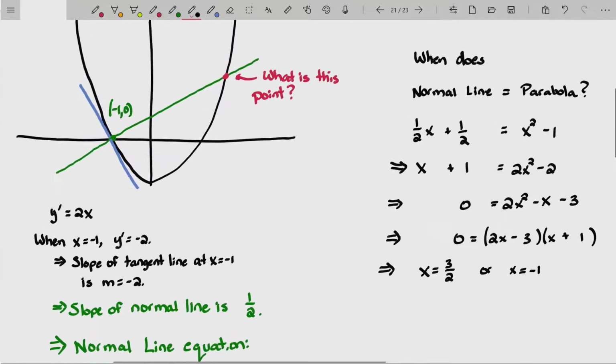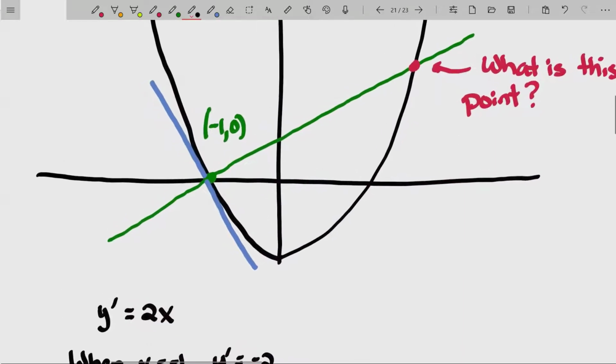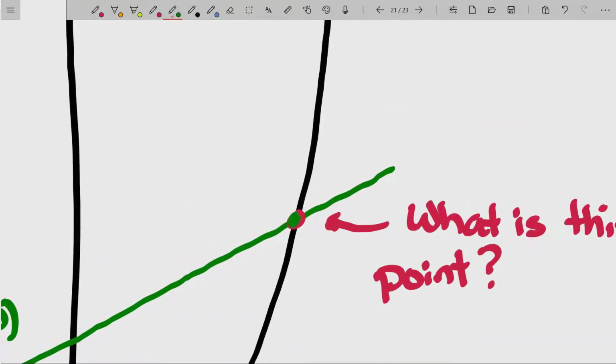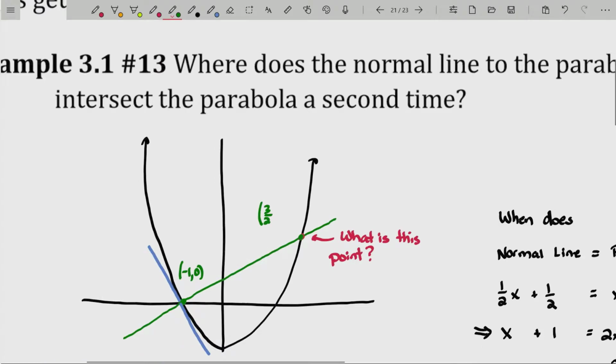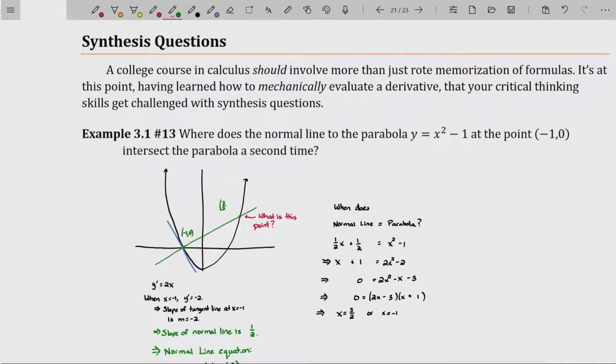And you can see that we already know the black parabola is equivalent to the green normal line at x equals -1. So the other solution is when x is equal to 3/2. It's right here. It's very nice. Now I'm just going to zoom out to see if they wanted the y value. They don't really specifically state that they want the y value. So if they don't state it, then I guess I don't need to find it.